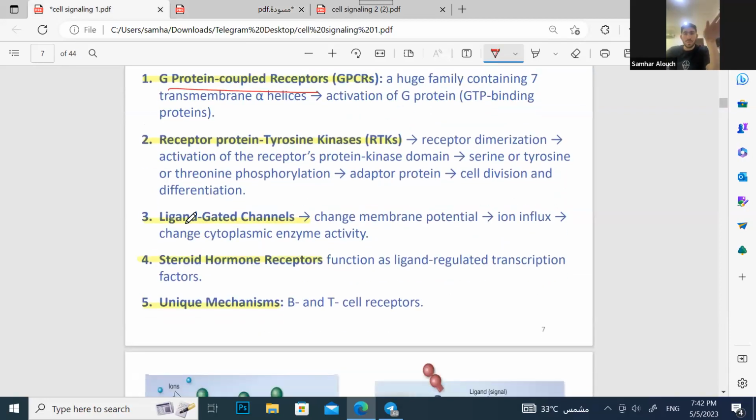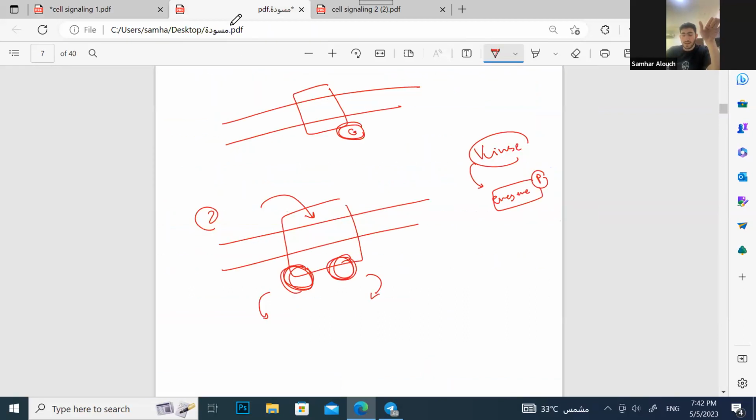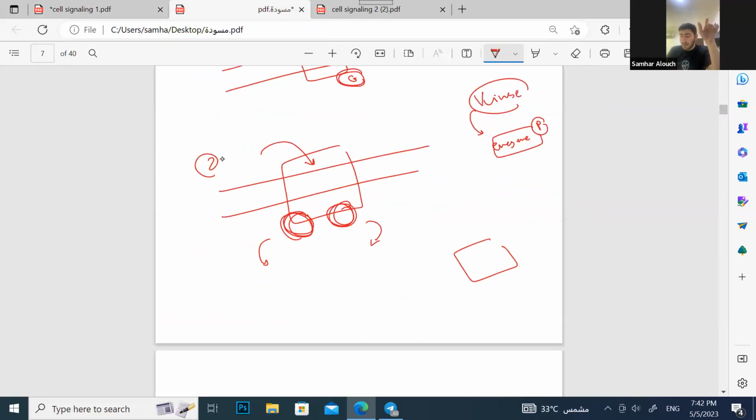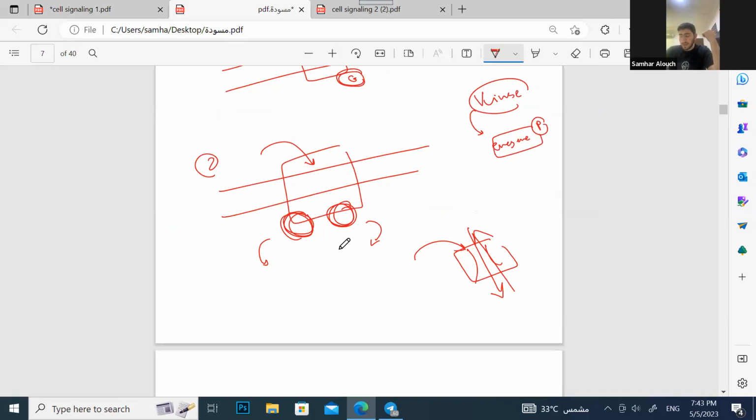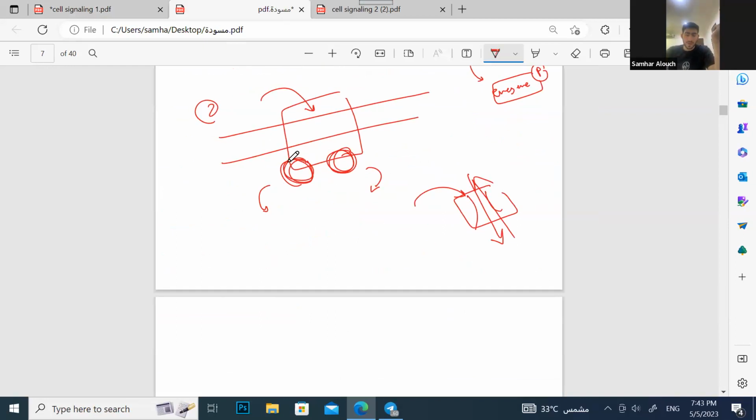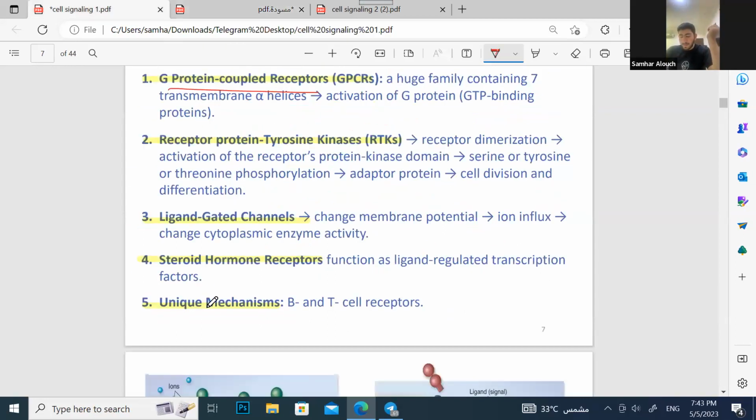The third type is the normal type, which is ligand-gated channels. It means that we have a channel and the ligand binds to it, and then the channel opens and ions can get in and out. This is the third type. And the fourth type is steroid hormone receptors, which my friend will explain in detail, but it's like the ligand binds into the receptor. And the fifth type is unique mechanisms, which the doctor said don't study, so it's not important.